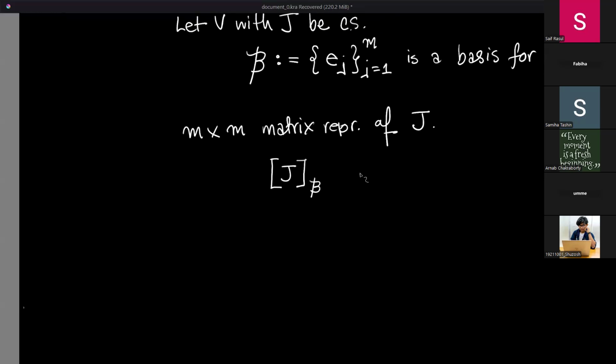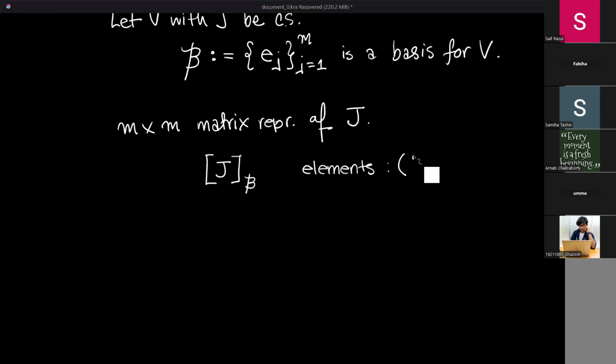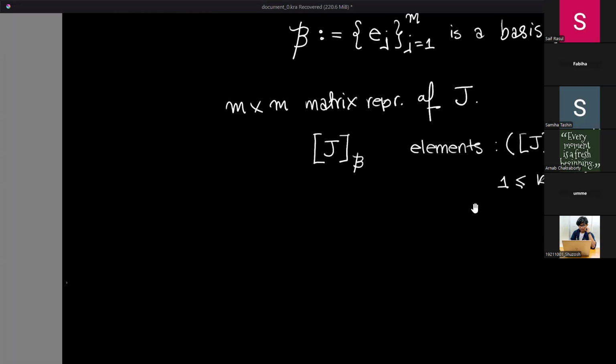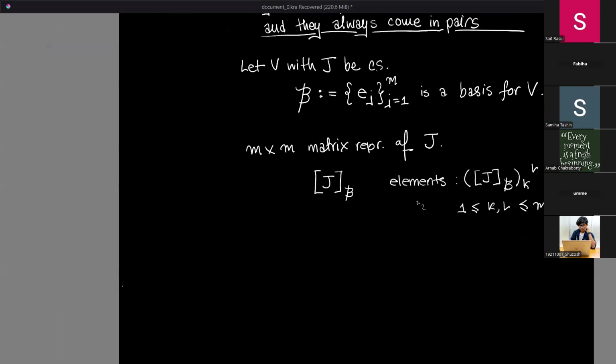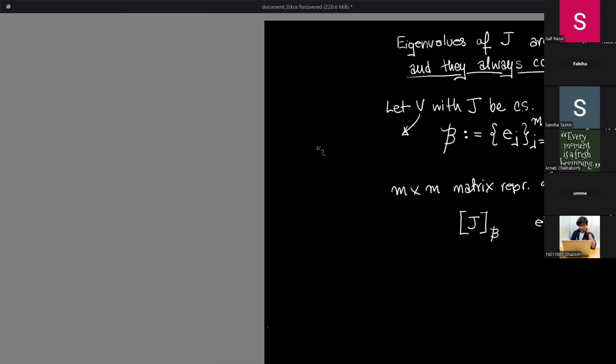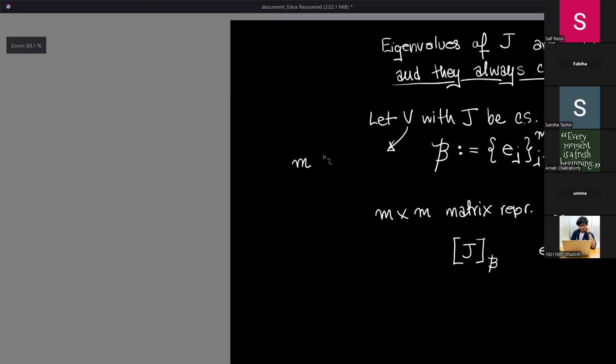And then the elements of this matrix, I'm going to call them J curly B KL, where K and L are two indices that are both between 1 and M. And that comes from the dimension of the vector space, which we're calling M-dimensional, even though currently it's real. M-dimensional. Okay.